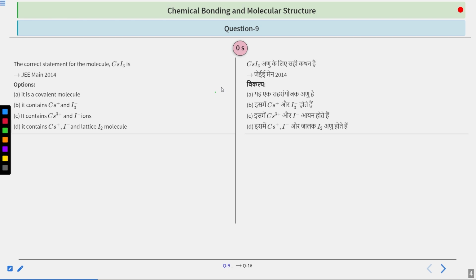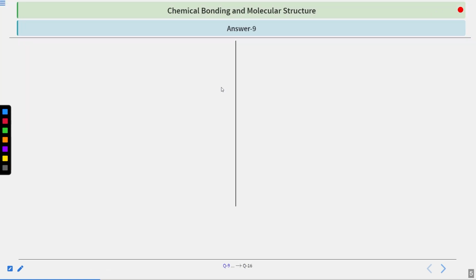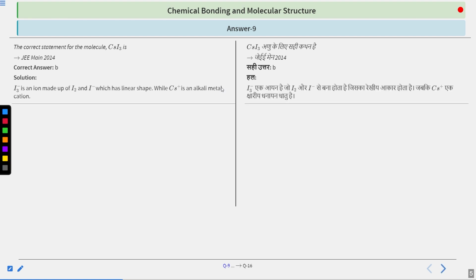Okay, now let us see the solution. So first of all, what is the question? The question is asking you to write the correct statement regarding the CsI3 molecule, and the correct answer is B. How? This asks how CsI3 exists. Basically, it exists as I3-. It is made up of I2 and I-, which is linear in shape, and the Cs+ is an alkali metal cation.